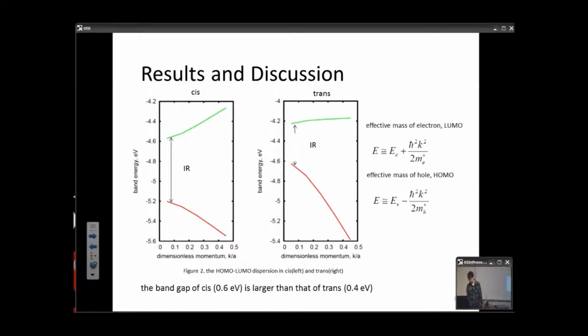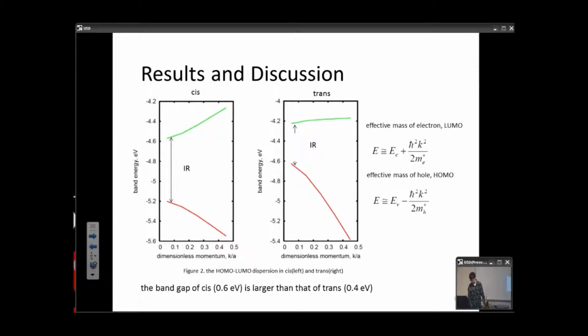This figure we can use to calculate the effective mass of electrons; the equation is here. The LUMO is used to calculate the effective mass of electrons, and the HOMO is for the effective mass of holes. Basically, the sharper the curve, the worse the conductivity. So based on this, it's exactly like we predicted: the trans structure shows better conductivity than the cis isomer.